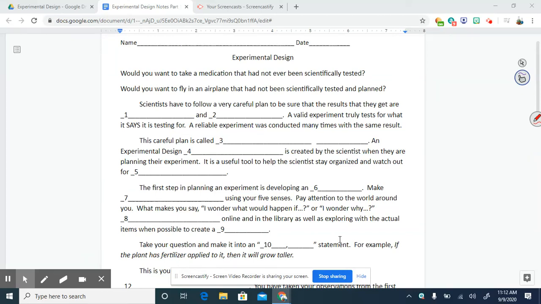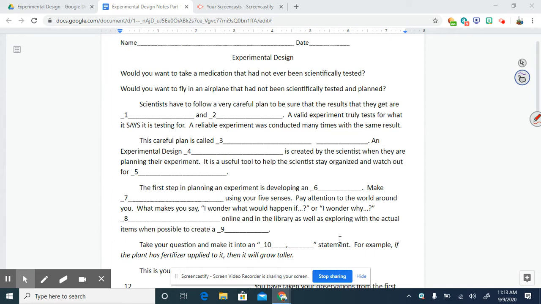All right, so we are beginning our first set of notes. This is notes on experimental design. You should have experimental design notes part 1 in the day 3 experimental design folder on Schoology.